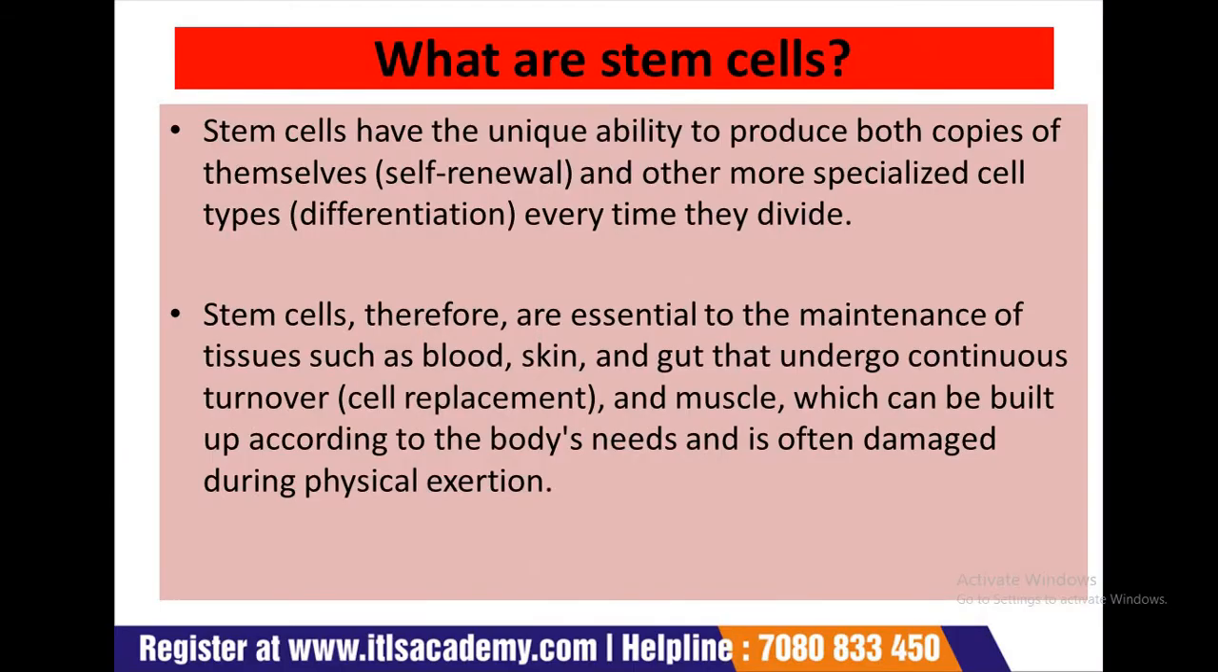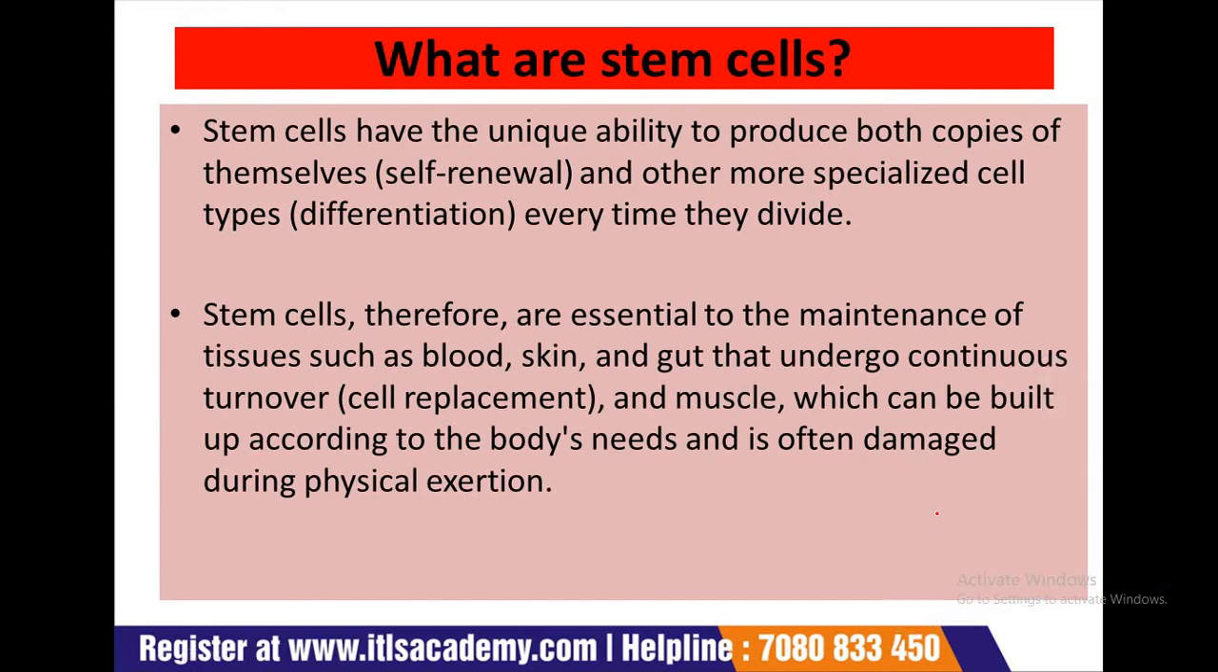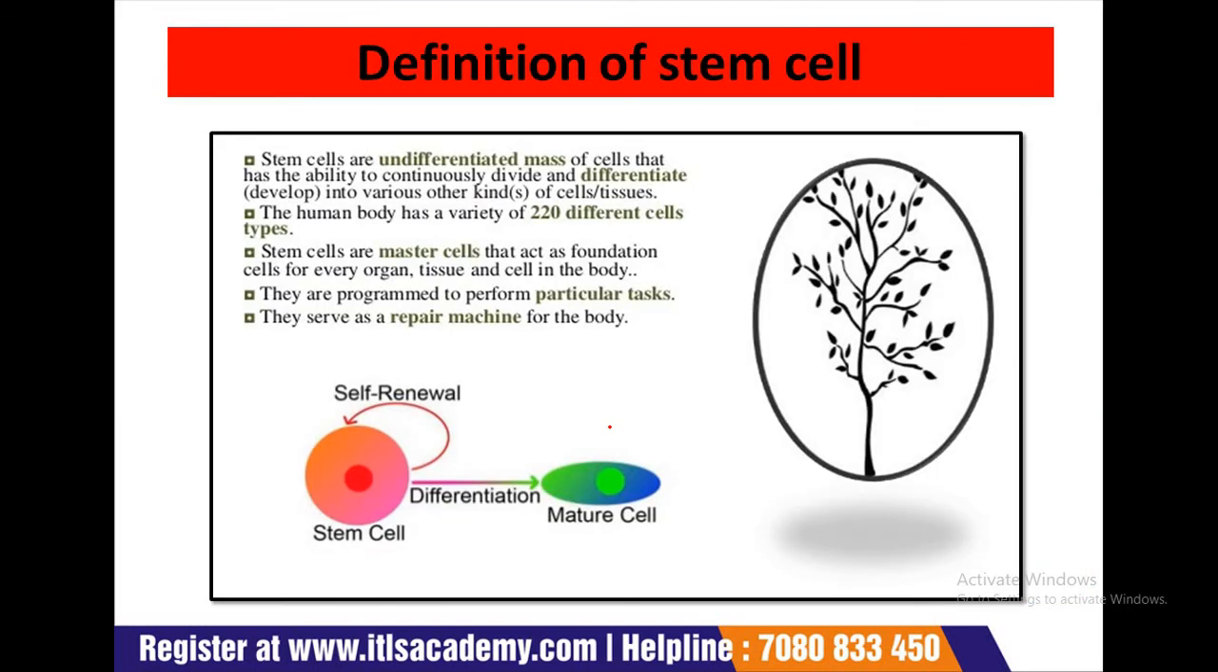So, we can say that stem cells have the unique ability to produce both copies of themselves and other more specialized cell types through differentiation every time they divide. Stem cells are therefore essential to the maintenance of tissues such as blood, skin and gut that undergo continuous turnover, cell replacement, and muscles, which can be built up according to the body's need and are often damaged during physical exertion.